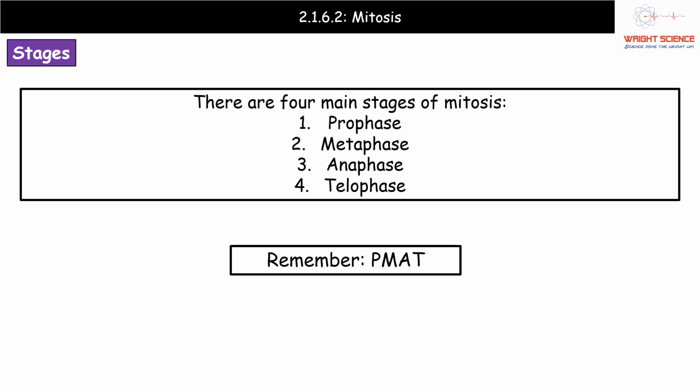So we've got 4 main stages in mitosis: prophase, metaphase, anaphase and telophase. So you need to know those in the correct sequence. So that's where we have PMAT: prophase, metaphase, anaphase, telophase.